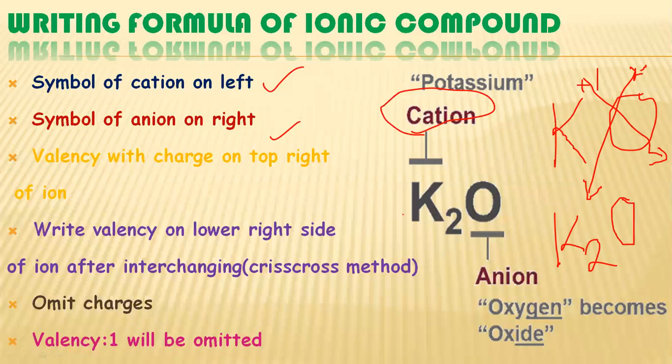Why we don't put 1? Because we don't mention 1 as a subscript. We have mentioned O, it means O is in one. Okay, so anion on the right side, cation on the left side, then we'll put valency on both of them, then we do crisscross method, and then we write its formula K2O. It's so easy, isn't it?